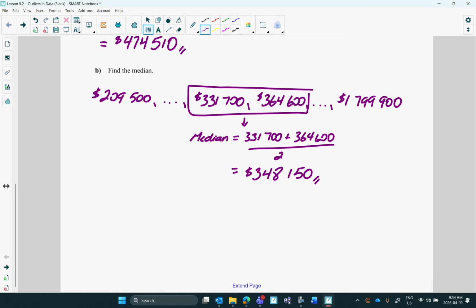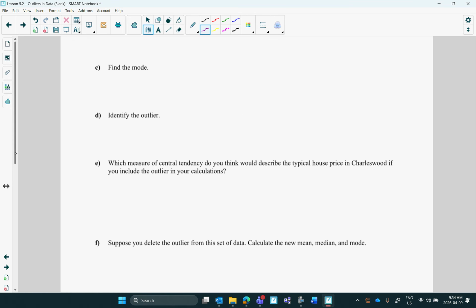And finally, the mode. Well, if you look at all those house prices, you will see that none of them happen twice. Okay, so we would say there's no mode. So again, that's pretty useless to us in this case. Yes, the outlier is that 1,799,000 item.